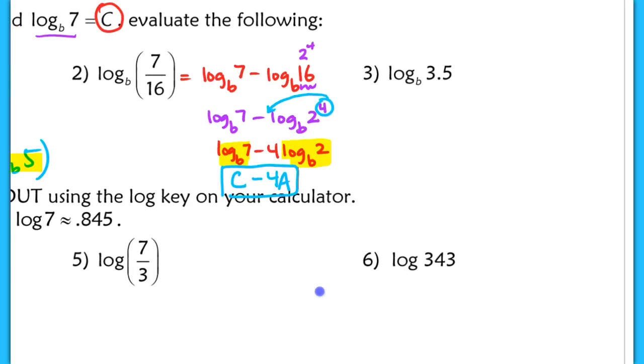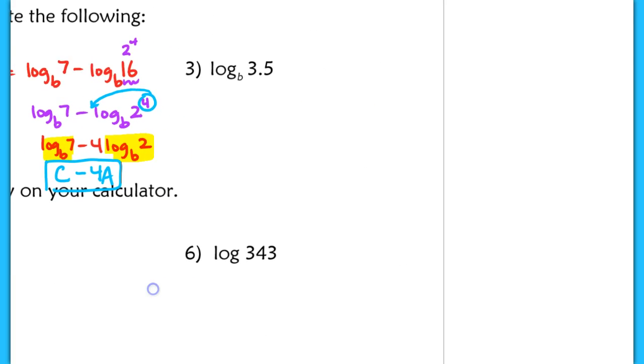Alright, next up, number 3. Log base b of 3.5. Now this is just one number, 3.5. So what you have to do is try to think of how you can manipulate 3.5 and rewrite it in an alternate form. Now 3.5 is the same as 7/2. So this is the log base b of 7/2.